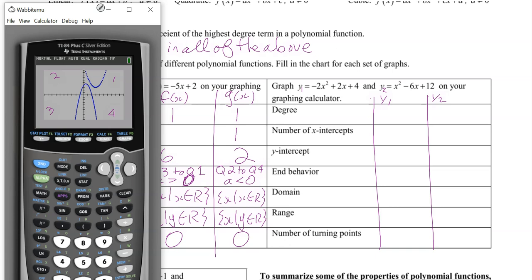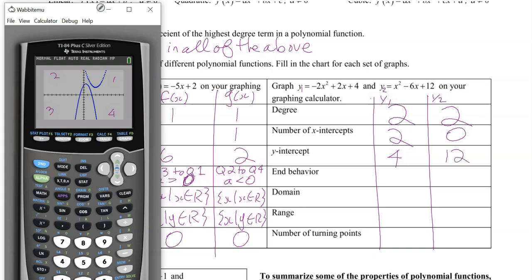So, what degree? They're both quadratics, right? So they're both of degree 2. So the first one, the solid line, has how many x-intercepts? Oh, 2. And the second one has how many x-intercepts? 0. The y-intercept of the first one is? 4. The y-intercept of the second one is?